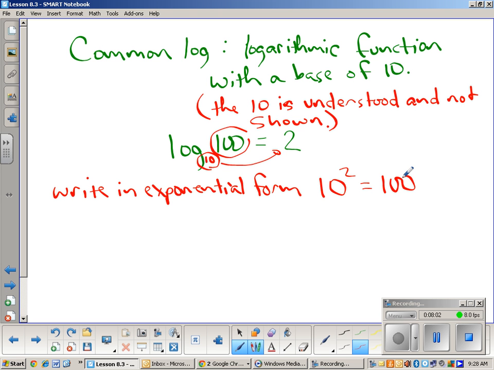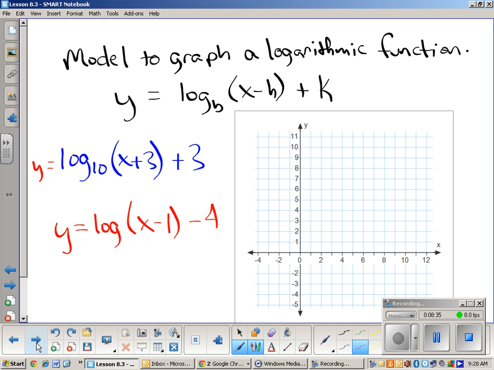So if we wrote this log of 100 equals 2, that's in green here, in exponential form, we would say 10 squared is equal to 100. Even though there wasn't a 10 there to begin with, in that base, there's no number there at all. It's understood to be a 10. Is that clear enough, or do we have any questions on that? Just some basics, fundamentals here we have to understand.